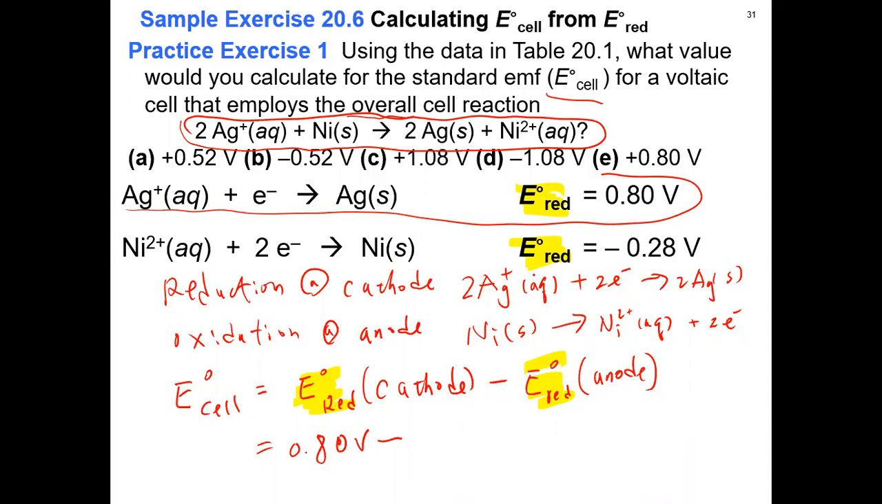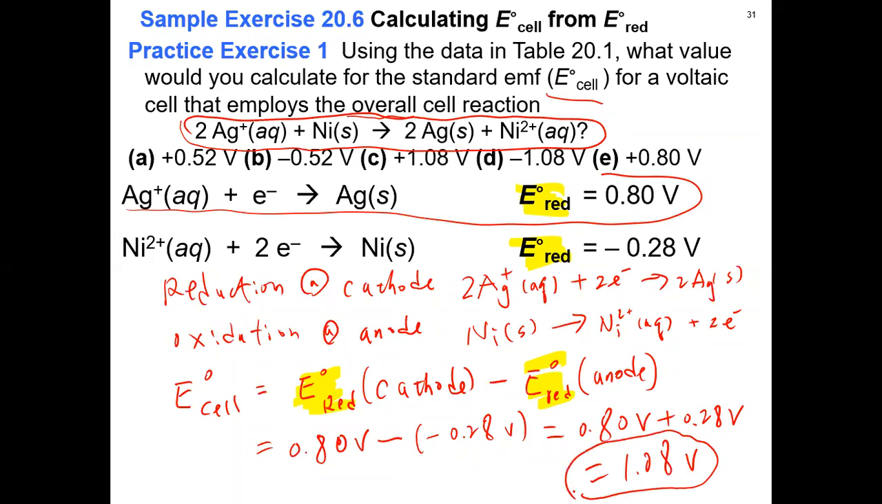So what you do, you just keep this reaction, keep this number as it is. So you're matching this oppositely. Therefore, you just see minus negative 0.28 watts. Okay, so that becomes 0.80 watts plus 0.28 watts equals 1.08 watts. So that's our way to calculate the standard E0 cell. Therefore, our answer is C.